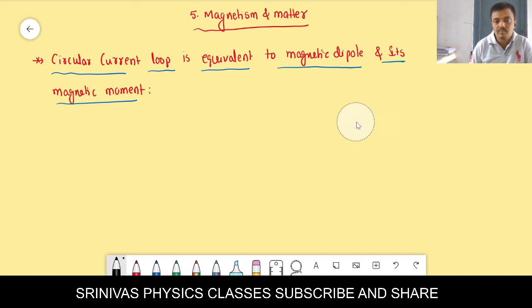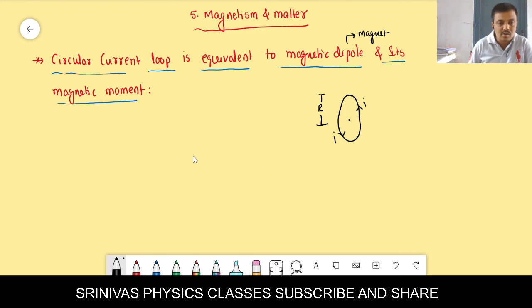Actually, this is considered as a circular loop or coil. This coil is carrying some current. We consider I as the current in the coil, and capital R as the radius of the coil. What I have to show is that this current carrying loop is equivalent to a magnet, that is, equivalent to a magnetic dipole. What is magnetic dipole? Magnetic dipole is nothing but a magnet, right? I have to show that this current loop is equivalent to a magnet.